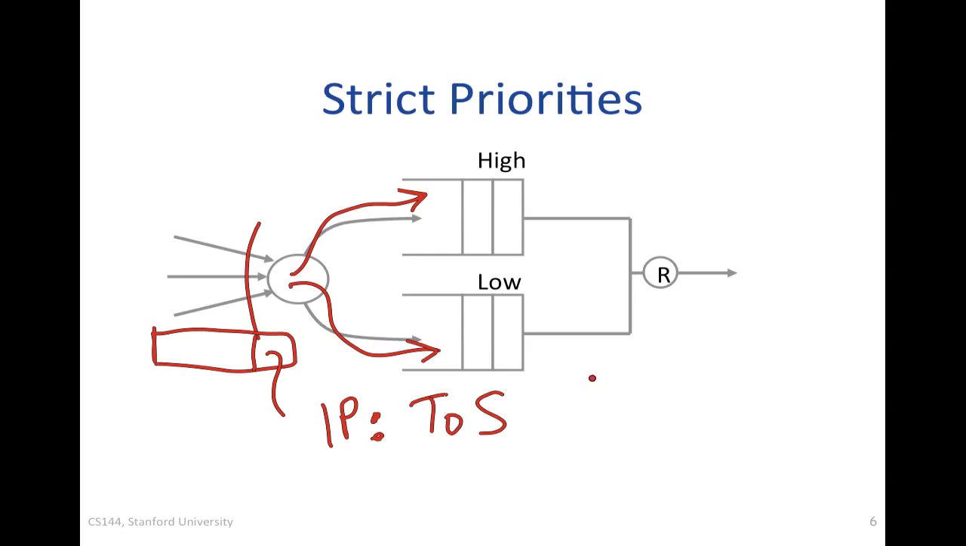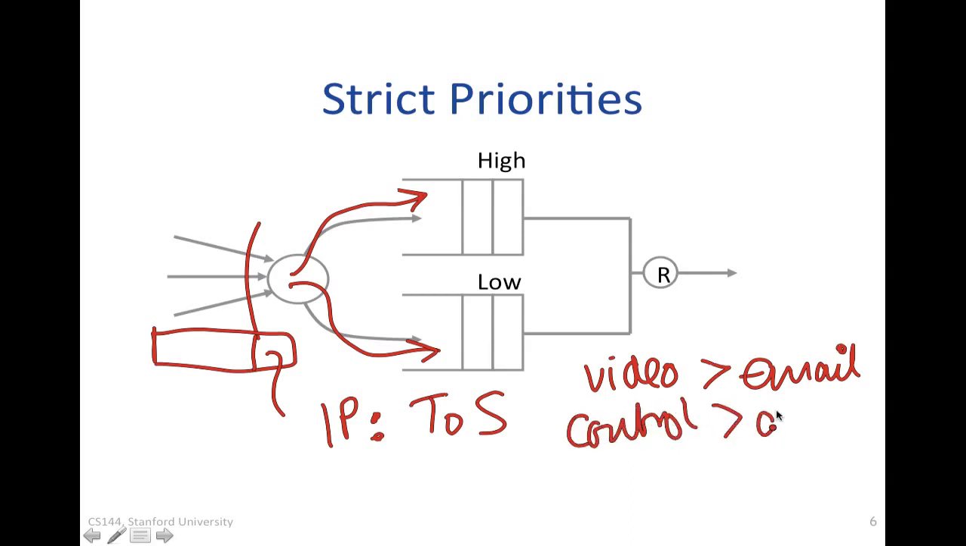We might do this, for example, to say that video traffic is more important than email. So we might want to put the video in the high priority queue and the email in the low priority queue. Or we might say that control traffic is more important than data, because we always want to have high priority for the management traffic on the network. Or an operator might say that they're gold users, that their traffic takes strict preference over their silver customers. And so that's a way of classifying users and giving preference to those who pay more.